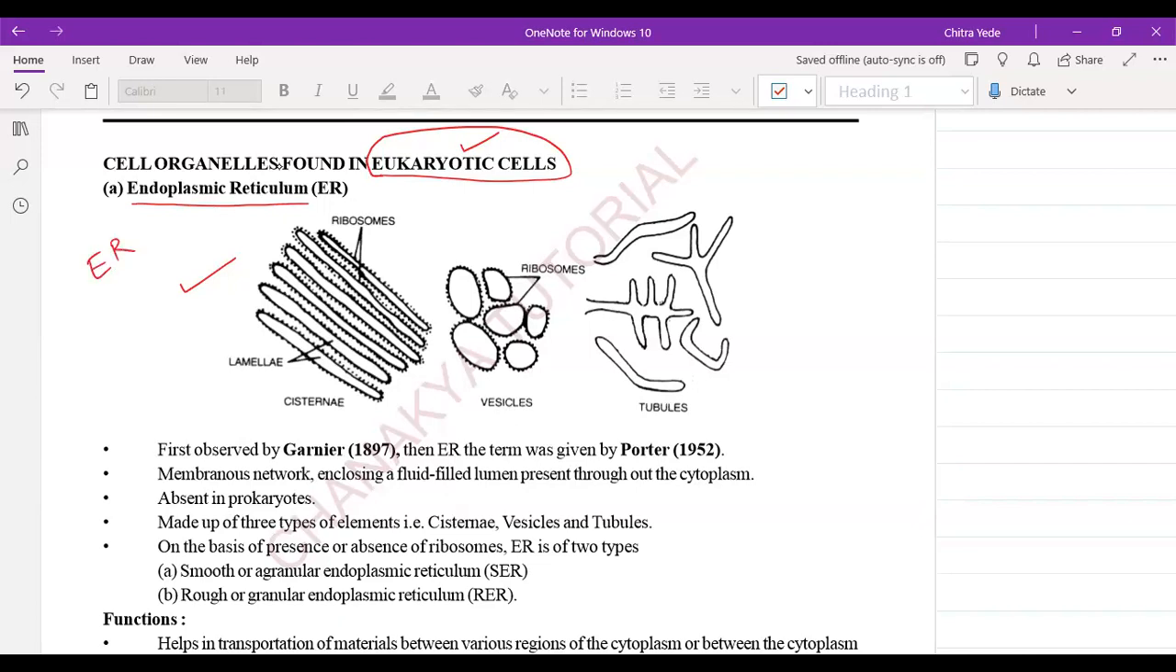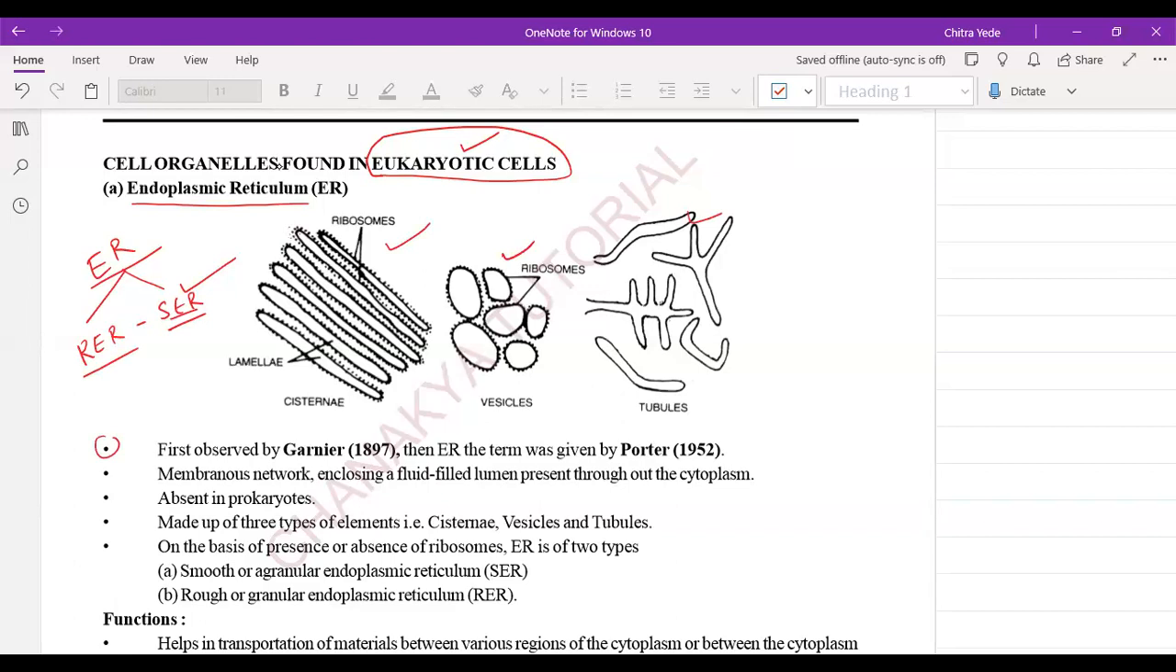We have two types of ER. See, can you see that dotted structure on ER? We have smooth ER and rough ER. If ribosomes are attached, they are called RER, rough endoplasmic reticulum. If ribosomes are not there, they are called smooth endoplasmic reticulum. So this is the structure. Here we have ribosomes and they are the tubules.